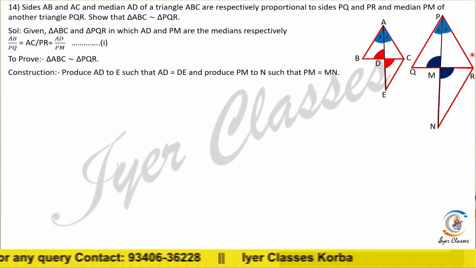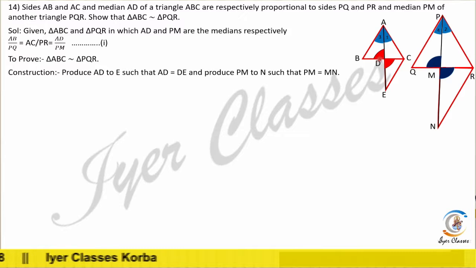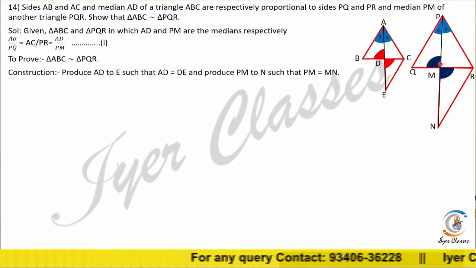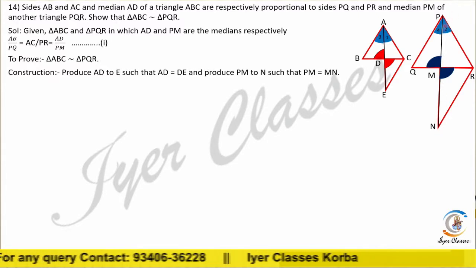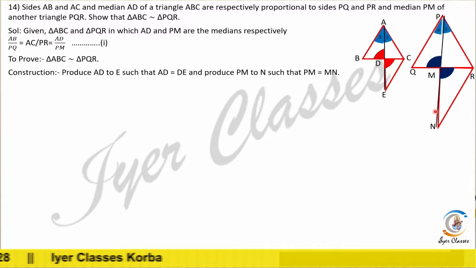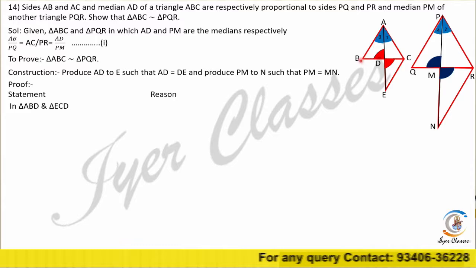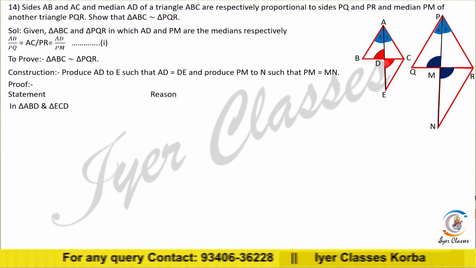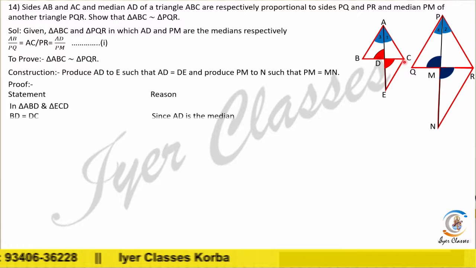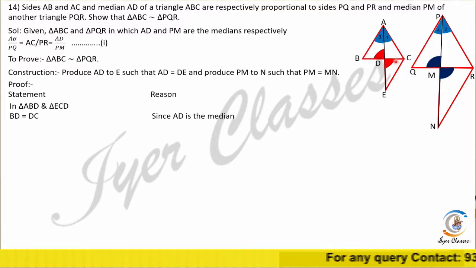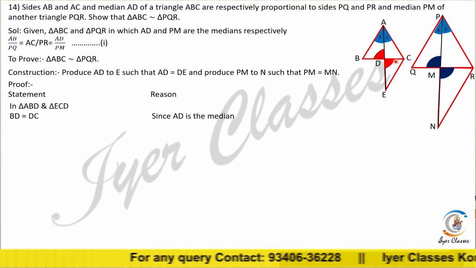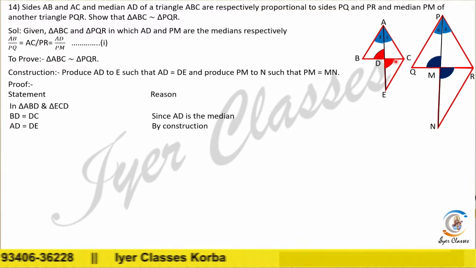So for this, let us make a small construction in which we have to produce this AD to E such that AD is equal to DE, and also PM is extended to N such that PM is equal to MN, right? Okay. Now the proof. In the proof, we have got triangle ABD and triangle ECD. The two triangles here, if you consider, we will have this BD equal to DC. Why? Because AD is the median, and the median divides the line on which it is drawn into two equal parts. AD is equal to DE by construction, right?